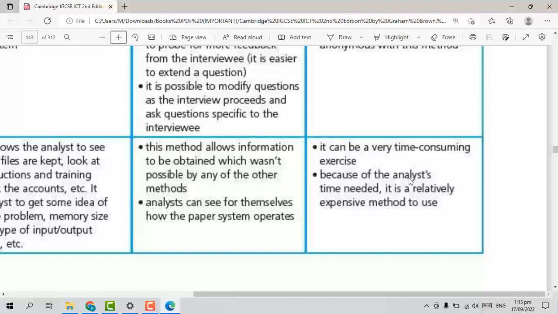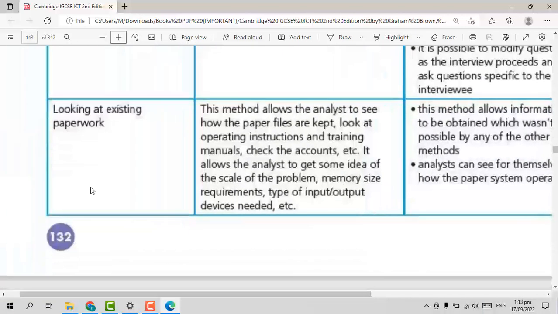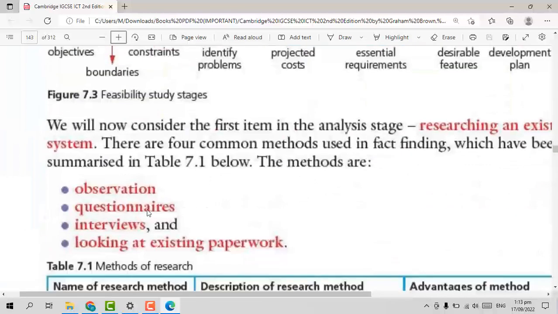Well, this is it with all the four tools that a system analyst uses. We now know each and every one of them. What are they? How to do them? And the advantages and disadvantages of each and every one of them.